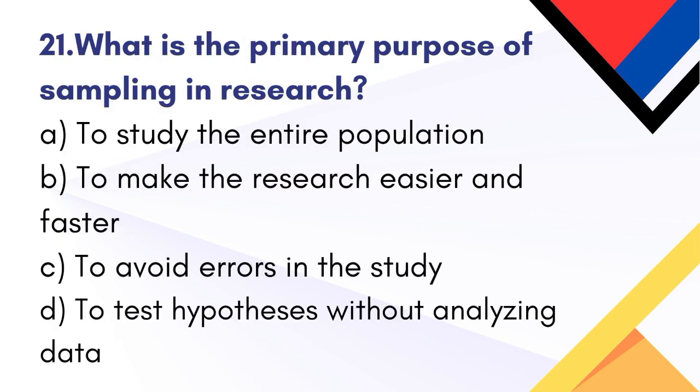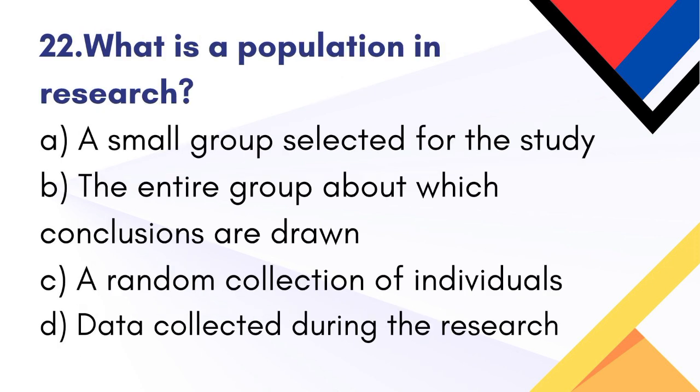What is the primary purpose of sampling in research? To study the entire population, to make the research easier and faster, to avoid errors in the study, to test hypotheses without analyzing data? What is a population in research? A small group selected for the study, the entire group about which conclusions are drawn, a random collection of individuals, data collected during the research.